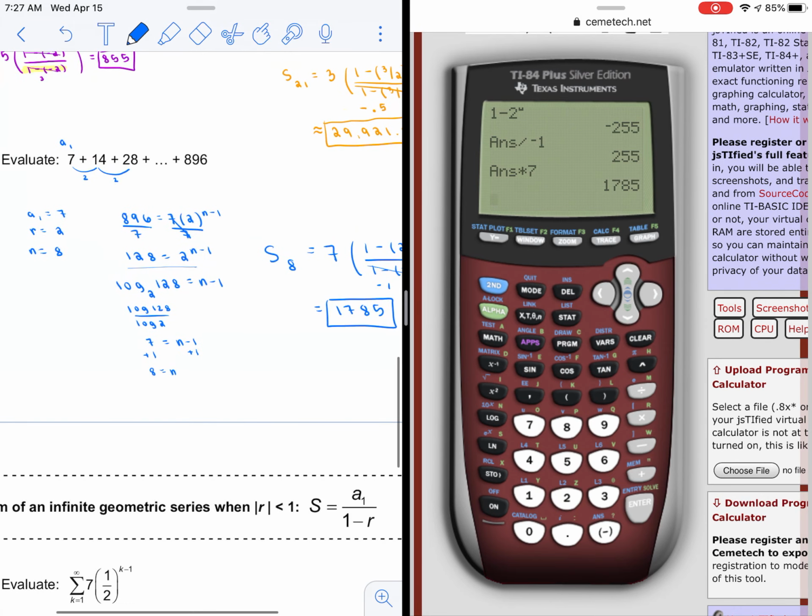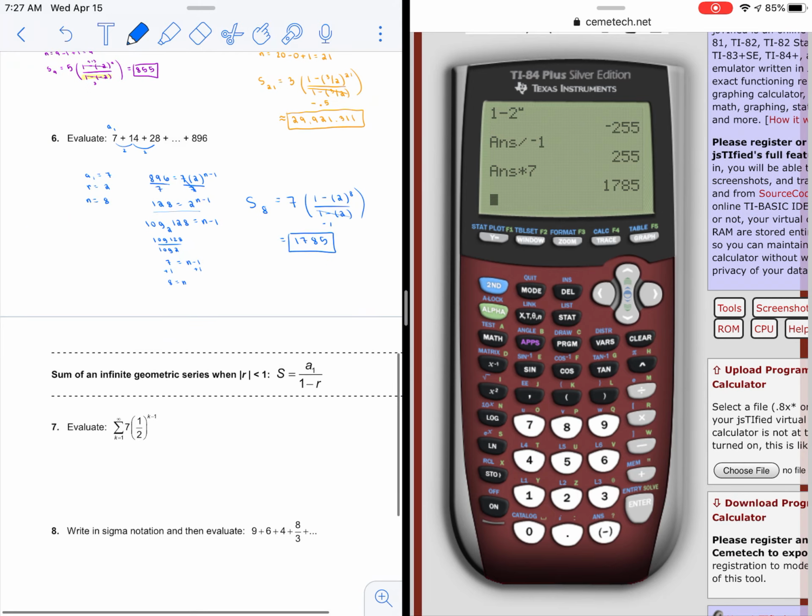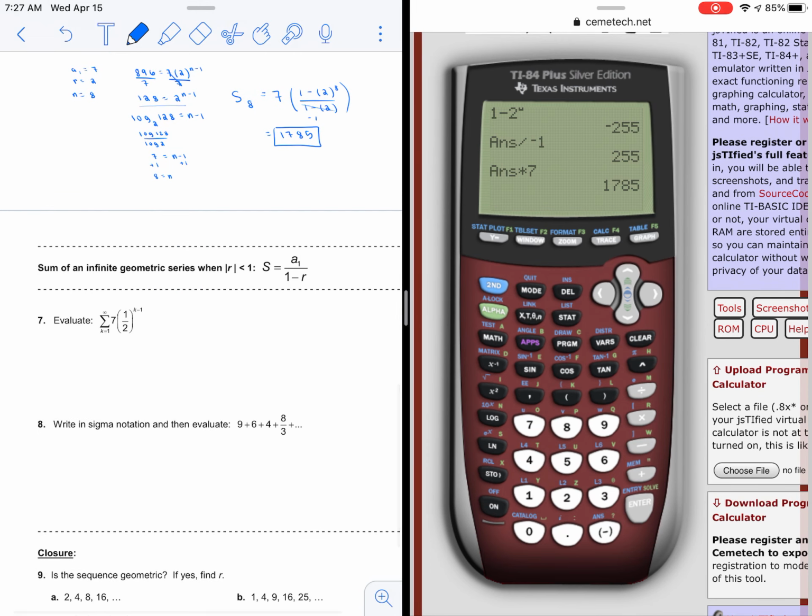So clearly there's not a lot of terms to this, and you can see, adding those numbers up, that is where that answer is coming from. Now, the final part of the sum notes, and then there is some practice with the closure at the end, which I will create a third video for.